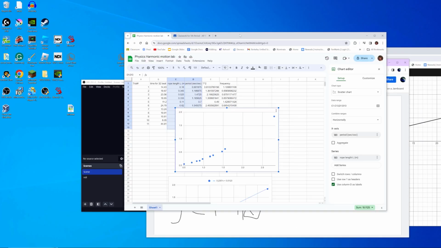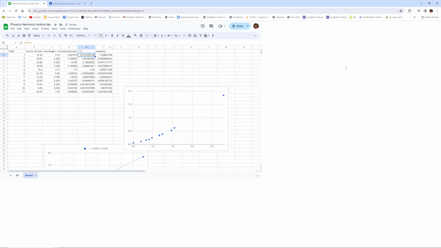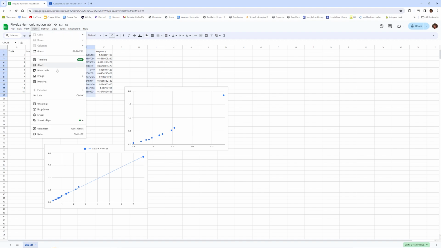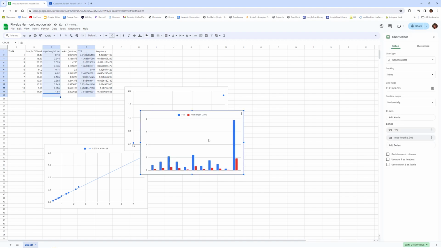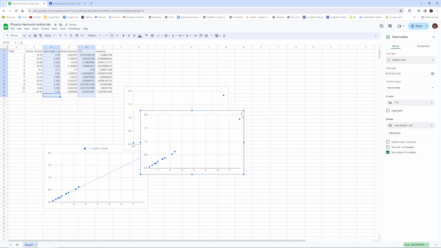So that's basically what I've done. In the spreadsheet, I've added a t squared column, which is just taking the period and squaring it. You can check if you want. And I've graphed this here. I'll show you how to graph it. Again, click Control. You want to do t squared versus rope length. Insert chart. It gives us a column chart. We want to switch it to scatter plot.